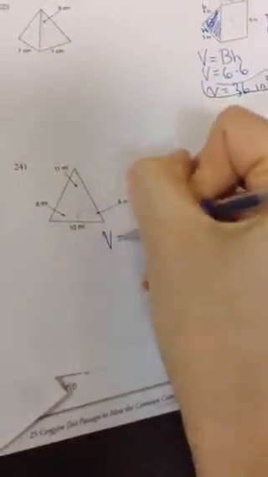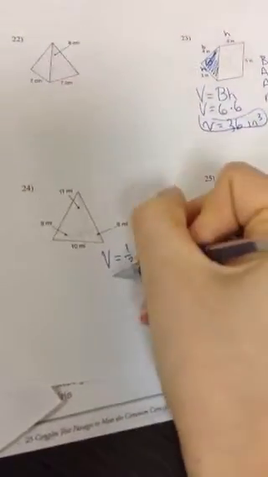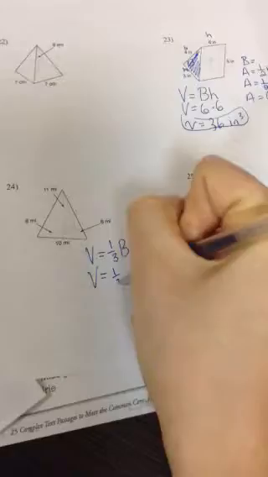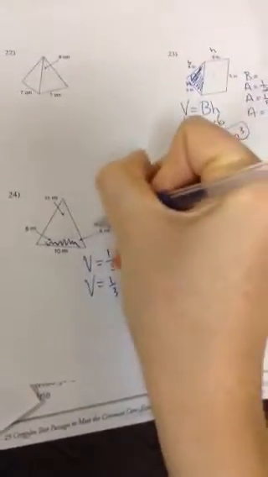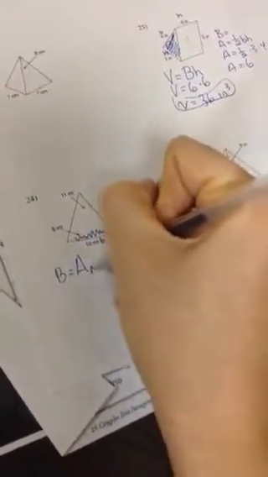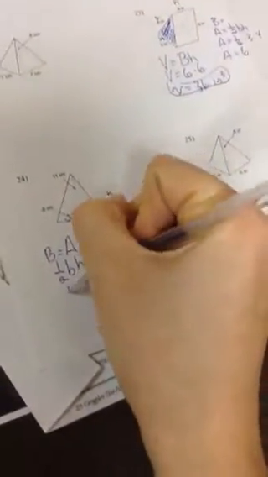And then for number 24, it's a triangular pyramid. So my volume is going to equal 1/3 base times height. Oh, my base is a triangle again. So this is the height of my triangle, this is the base. To find capital B, I'm going to need to find the area of a triangle, which would be 1/2 base times height.